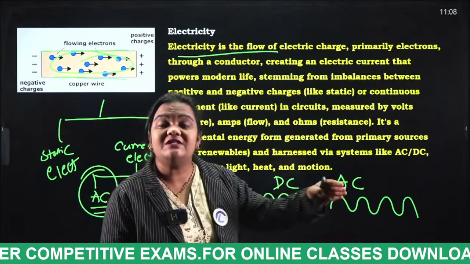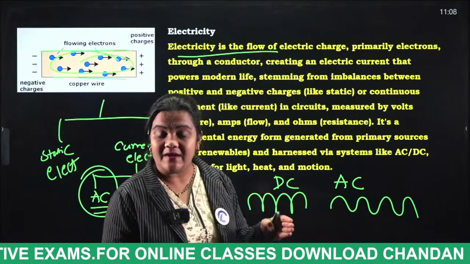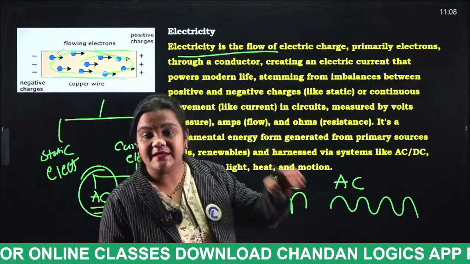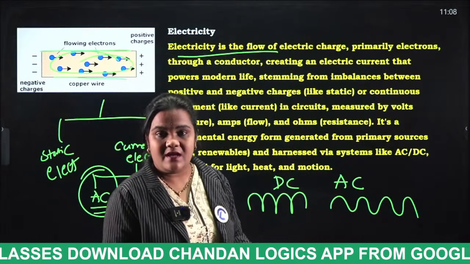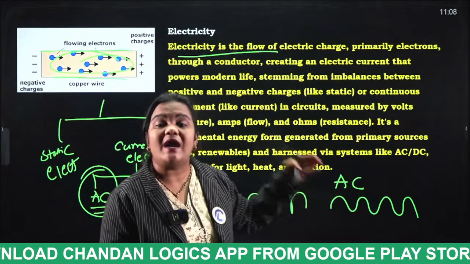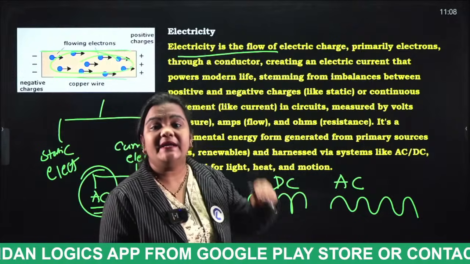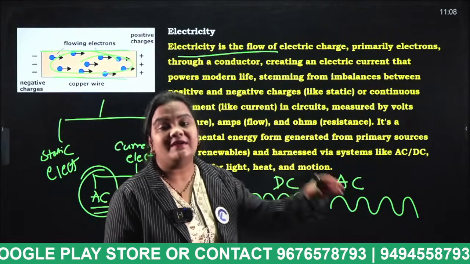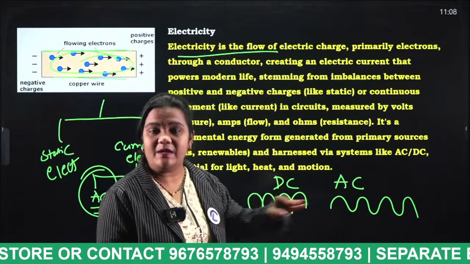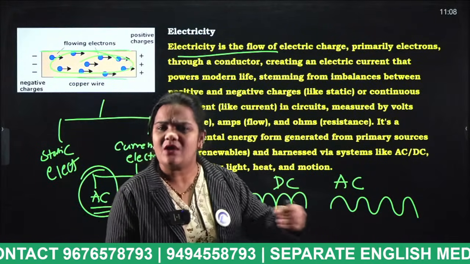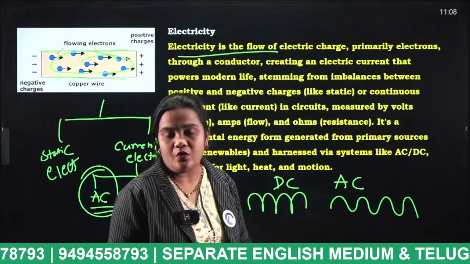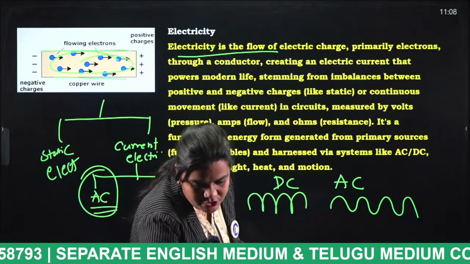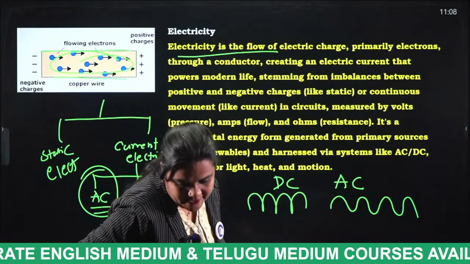Which device is used to convert direct current to alternating current, and which device is used to convert AC to DC? Inverter. Remember, very important. These are the basic concepts which everyone has to know. I think everybody understood what I said. So that is the introduction.